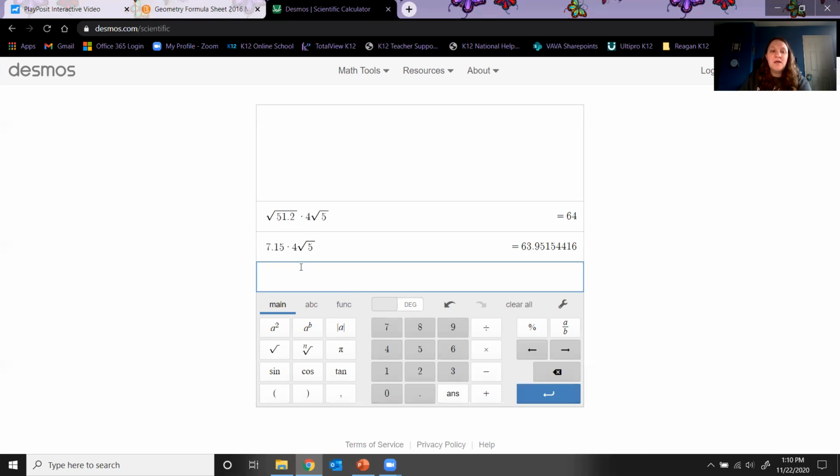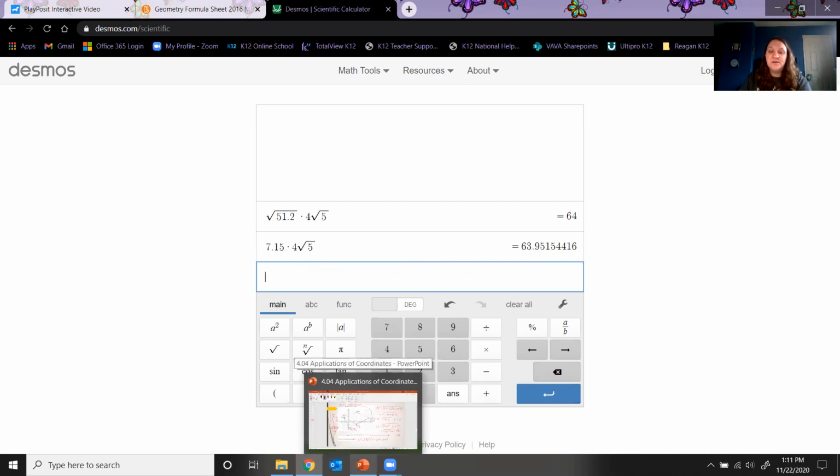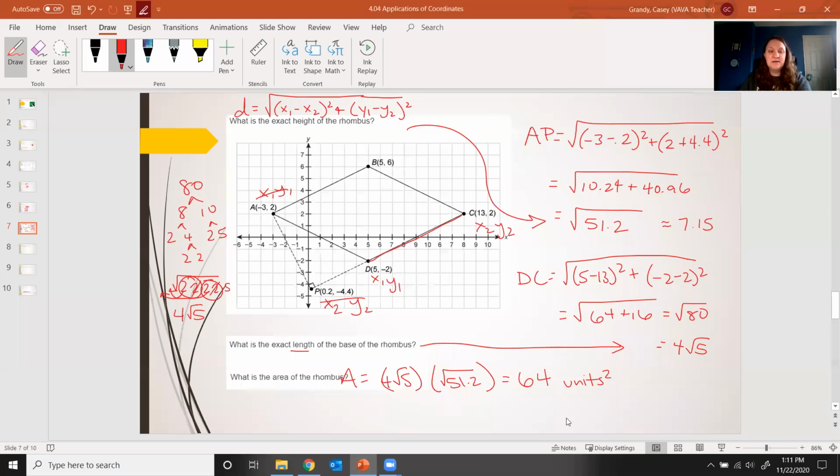Perfect. If I type it in with the rounded number, I get a number very close to 64, but not exactly 64. And that could change your answer, especially if you have to type an answer in. If you typed in 64, you would get credit for this. But if you typed in the 63.9 or 63.95, you probably would not get credit for it because that's not the exact answer. That's a rounded answer. So if it asks you for an exact answer, just make sure that you are giving an exact answer and only rounding at the very end if needed.